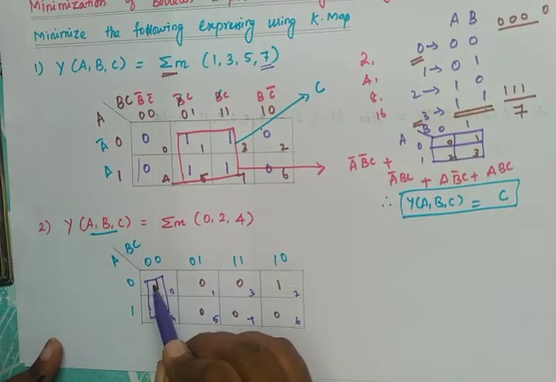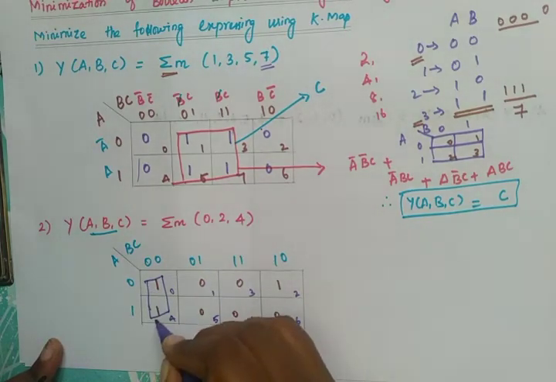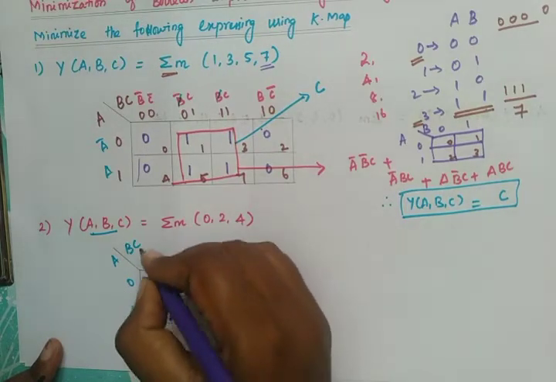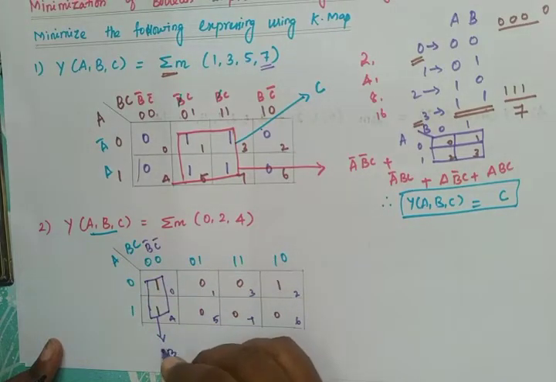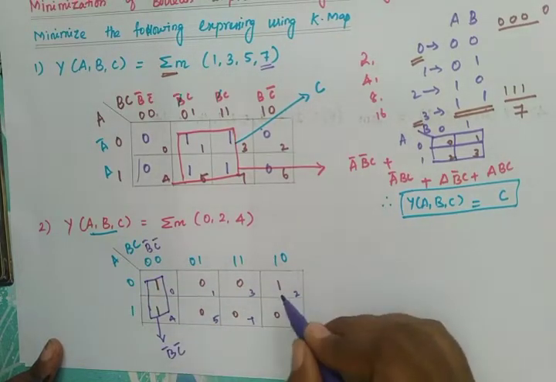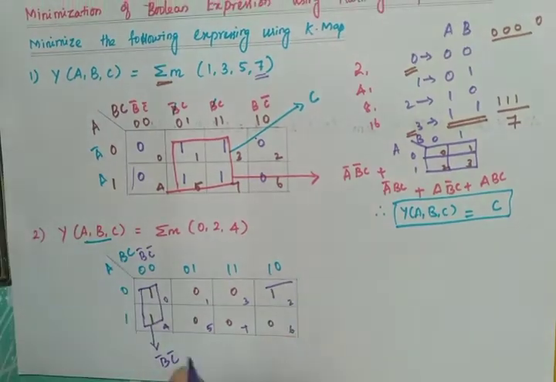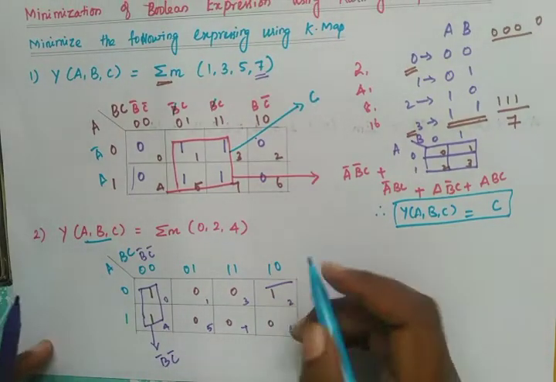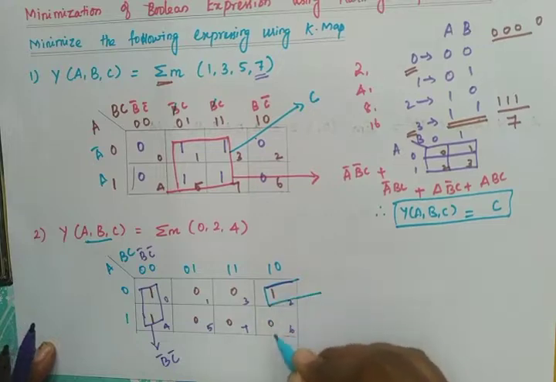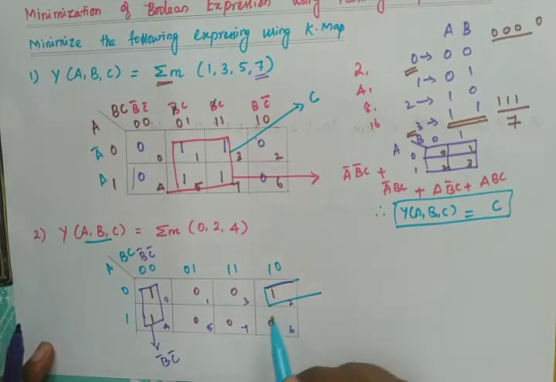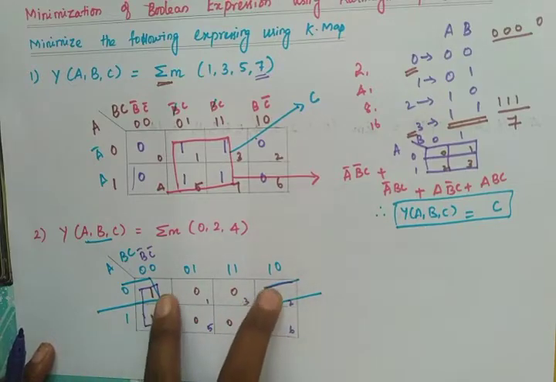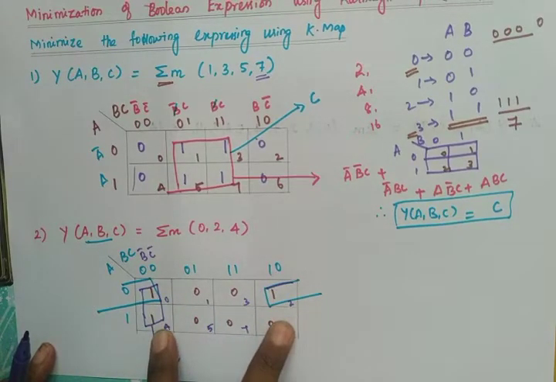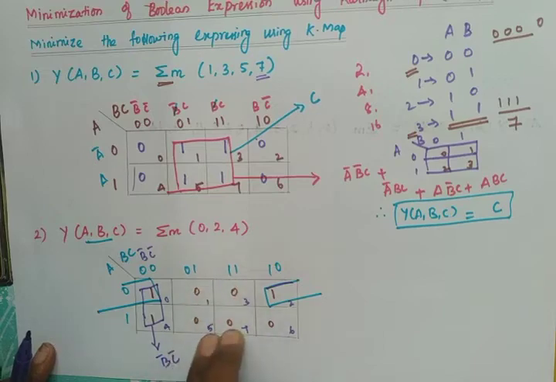Can you understand? Here we have 1, 1. So what will be the answer for this? Listen, A bar will cancel. Here we have only B bar, C bar. So the answer for this is B bar, C bar. Now here we have only 1, 1. Isn't it? We cannot pair with this 0. Now what we can do is we can group these 2 corners, and we can group this 4.